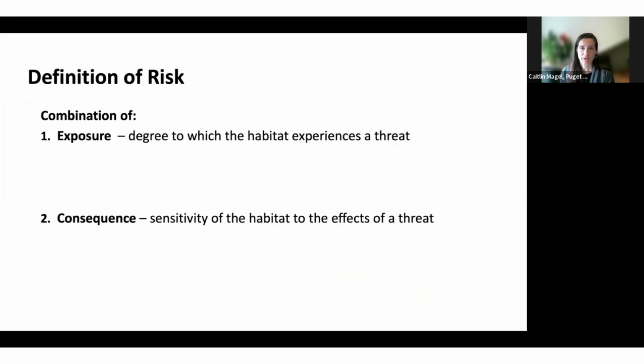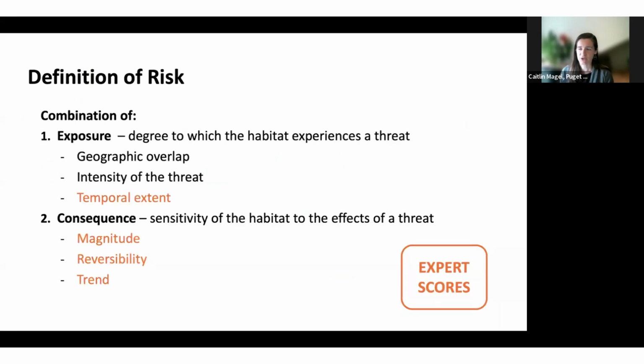In our risk assessment, we incorporated two dimensions of information to calculate risk. Risk was defined as the combination of exposure, which is the degree to which a habitat experiences a threat, and consequence, which is the sensitivity of the habitat to the effects of a threat. There are several criteria which underlie these two dimensions of risk, some of which were derived from the expert scores in the Thom et al. report for eelgrass and the Raymond et al. report for kelp. I'll talk a bit more about the incorporation of the expert scores into the risk assessment later.